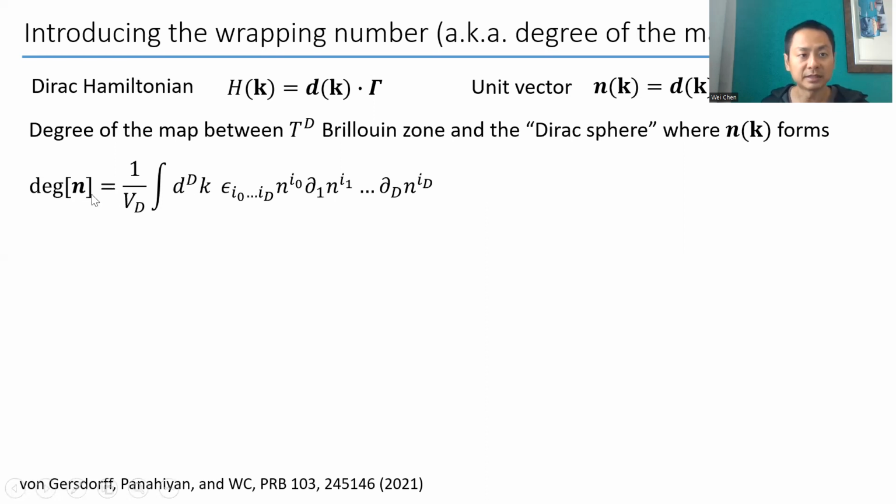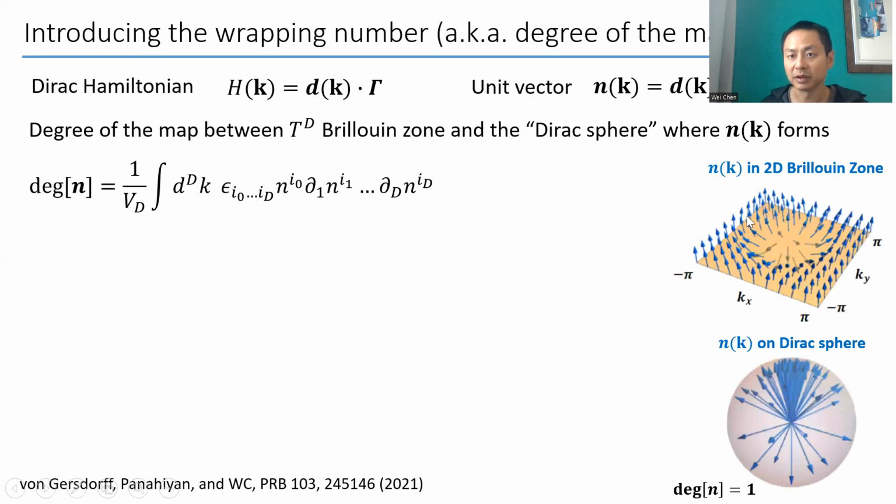Physically, this topological invariant counts the degrees of the map between the Brillouin zone, which is always a torus in d dimensions, and what we call the Dirac sphere with this unit vector forms. As an example, if you have a 2D system, then the Brillouin zone is 2D, right? But this n(k) is a three-component vector because the Dirac Hamiltonian has three components. So you can visualize it as a vector field in three dimensions, in which each vector has three components.